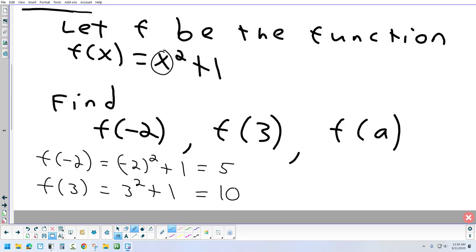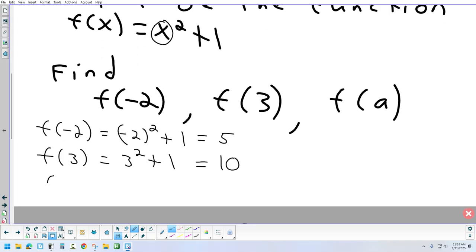And do one more, f of a. What's that formula going to look like when you plug in a? A squared plus 1. Right, a squared plus 1, and there is nothing else that you can do with that.